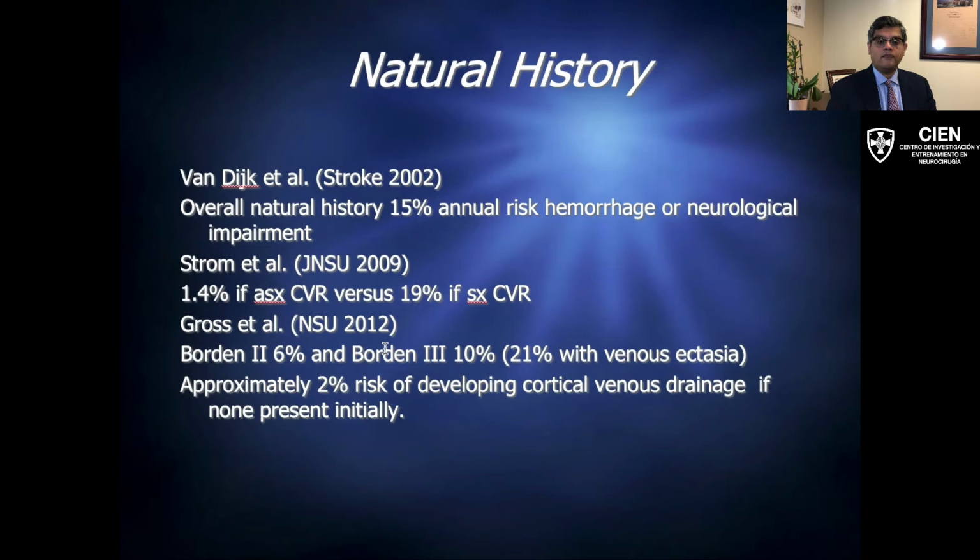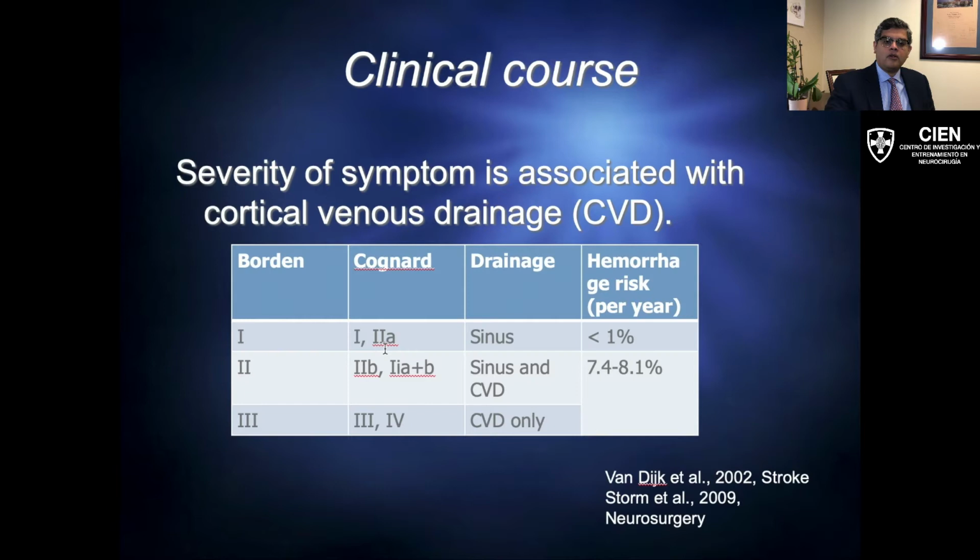Now, what happens to patients who have just Borden type 1? What is the risk of them eventually developing cortical venous drainage? I think it's approximately 2% based on retrospective studies. They've not been prospectively looked at. The severity of symptoms is associated with the cortical venous drainage. So if you look at Borden type 1, the hemorrhage risk is less than 1% per year. Borden type 2 is 7.4 to 8%. And Borden type 3 would be much higher.